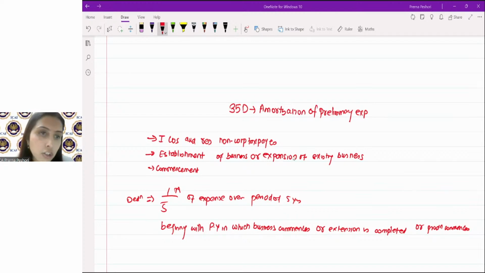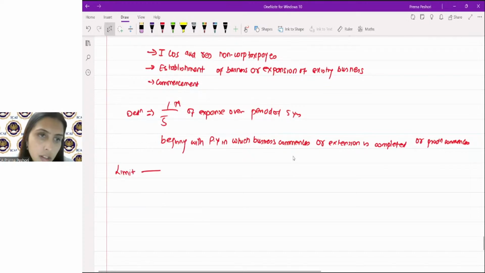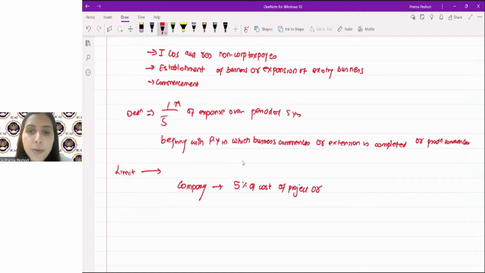What is the limit of the expenditure? There's a limit. So what is the limit? In case of a company, 5% of the cost of project, or 5% of capital employed, whichever is higher.